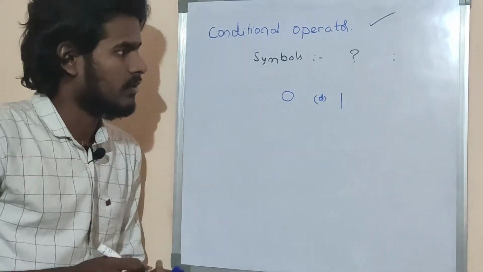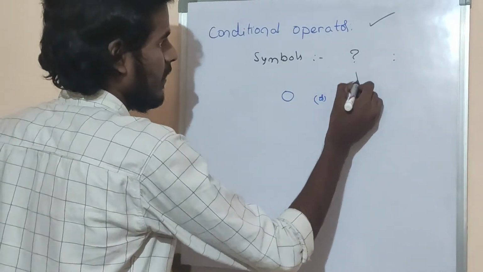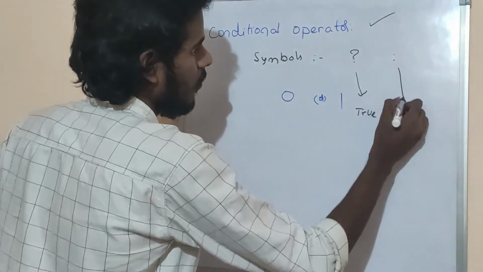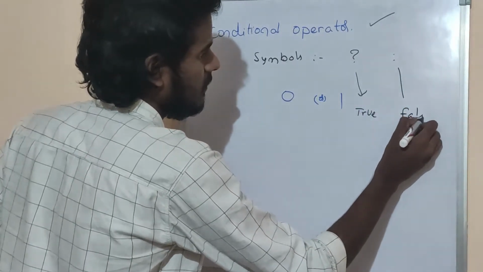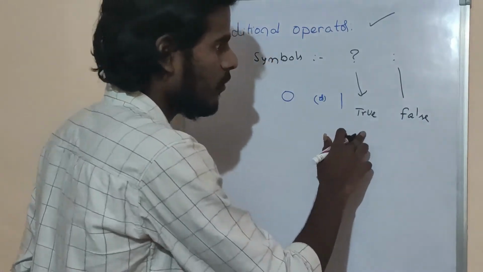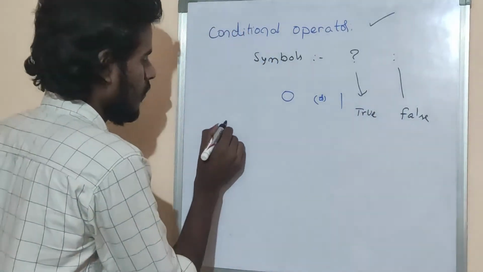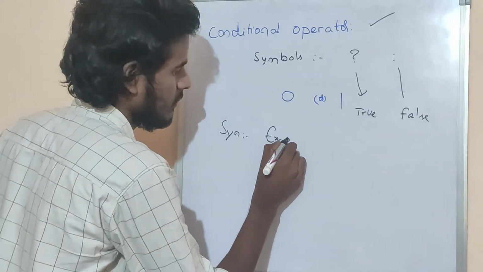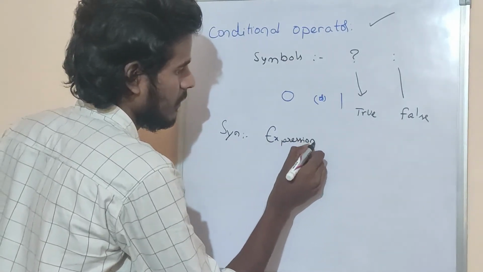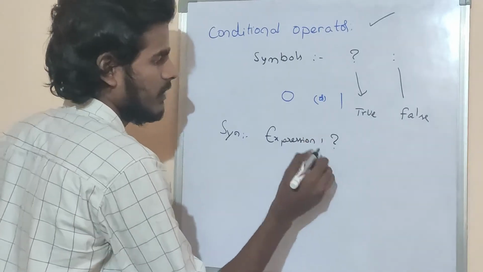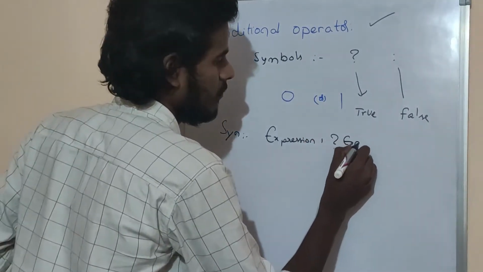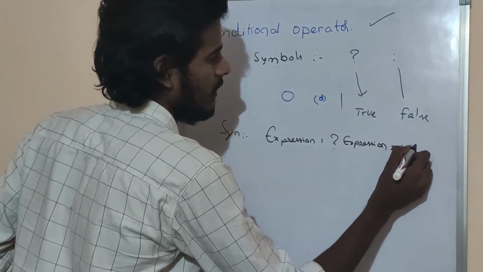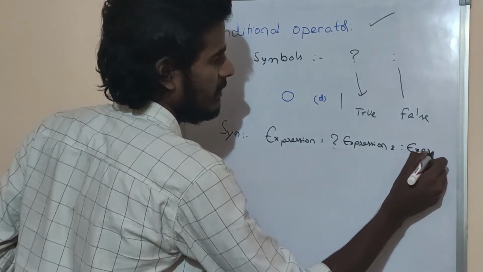Here the question mark indicates true, and the colon indicates false. What is the syntax? Expression 1, question mark, expression 2, colon, expression 3.